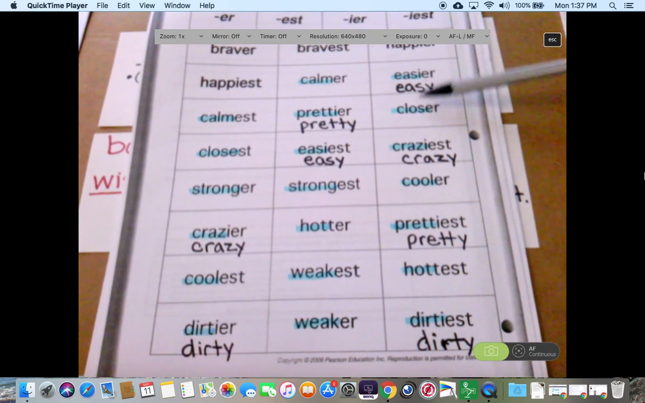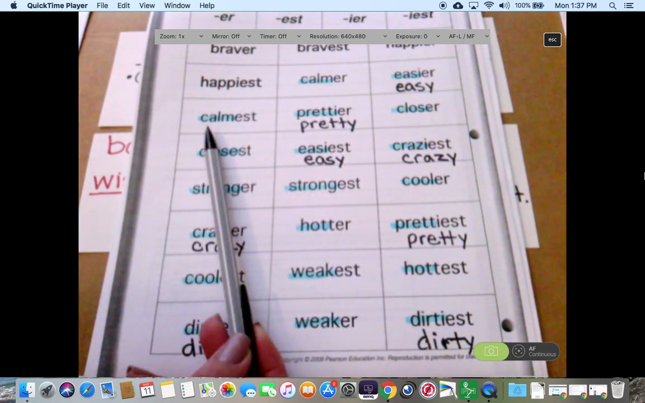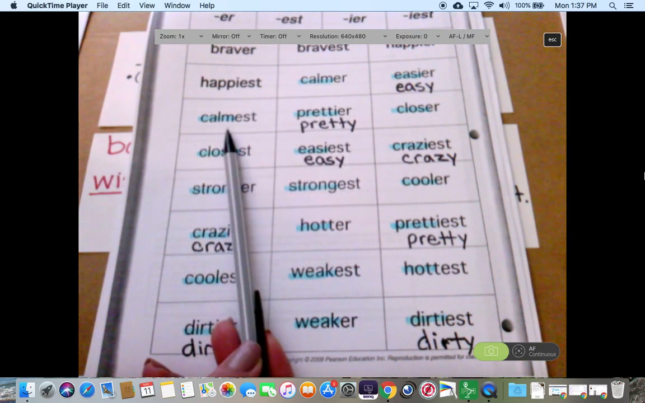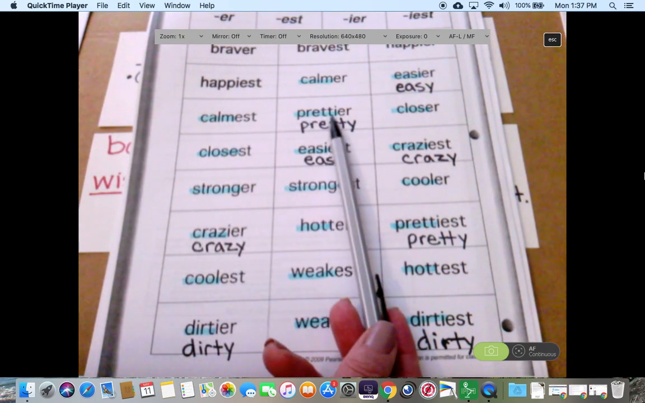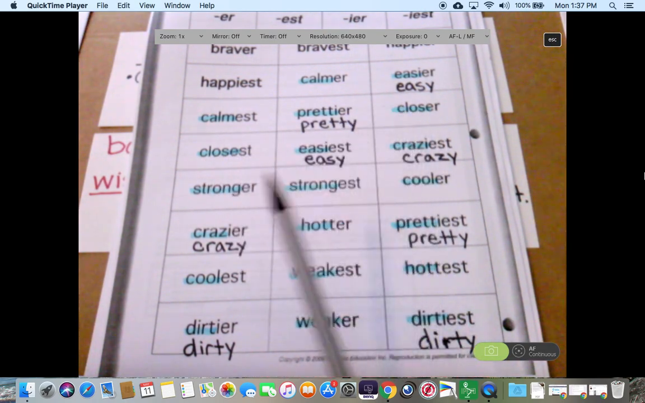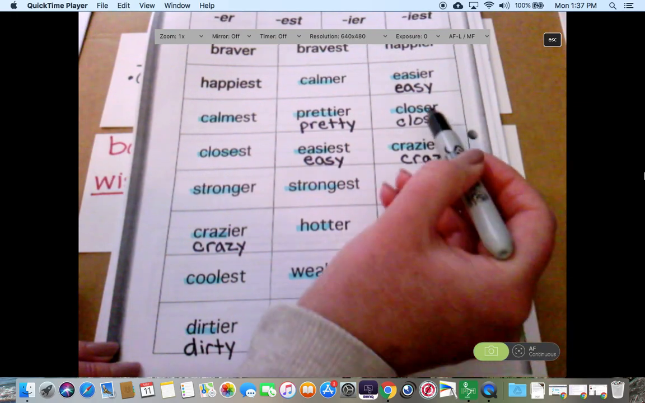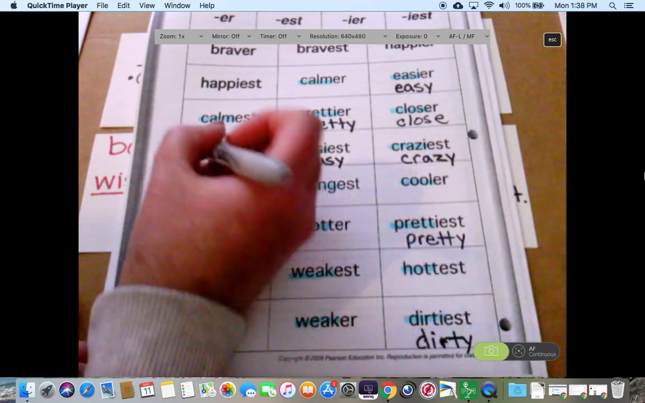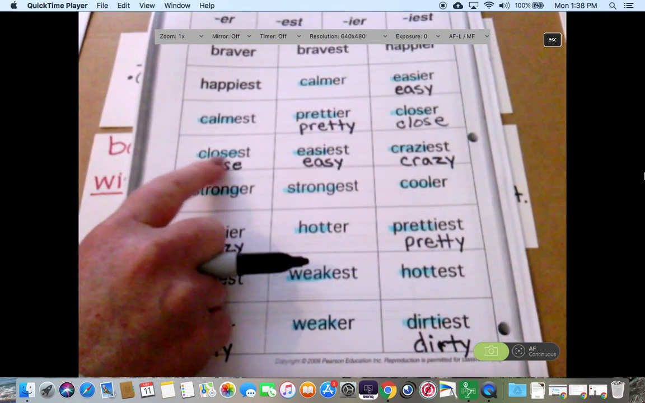So when we're taking a look, this first word, our base word is calm. This one is easy. You can see calmer if we were comparing two people or animals, and calmest if we're comparing more than two. So the base word here is pretty. For this closer and closest, the base word is close. I know that this one was a little bit different, because the word already ends in E, we are just adding that R there. And the same thing here, closest.